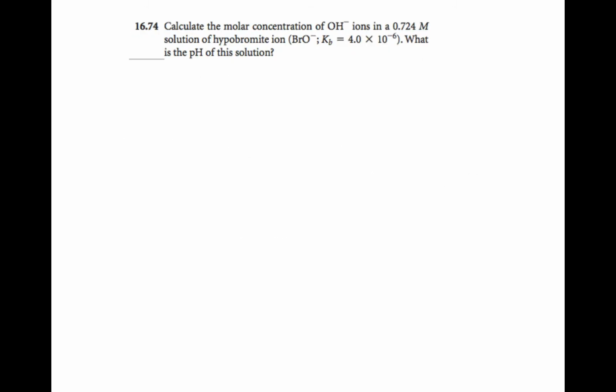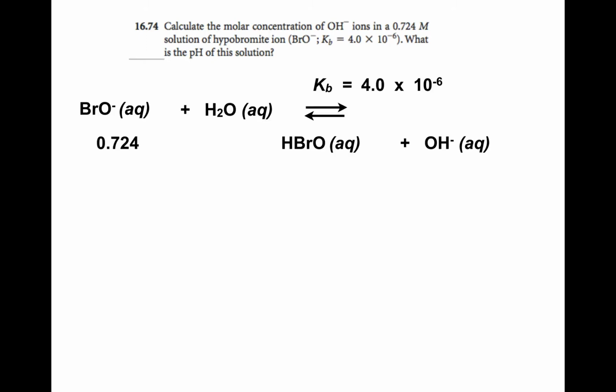Calculate the molar concentration of hydroxide ions in a 0.724 molar solution of hypobromite with a Kb value of 4 times 10 to the negative 6. What is the pH of this solution? All right, so this is the Kb expression for hypobromite reacting with water to make hypobromous acid and hydroxide. If we start out with a 0.724 molar concentration of hypobromite, we're going to lose X amount of that to make X amount of hypobromous acid and X amount of hydroxide.